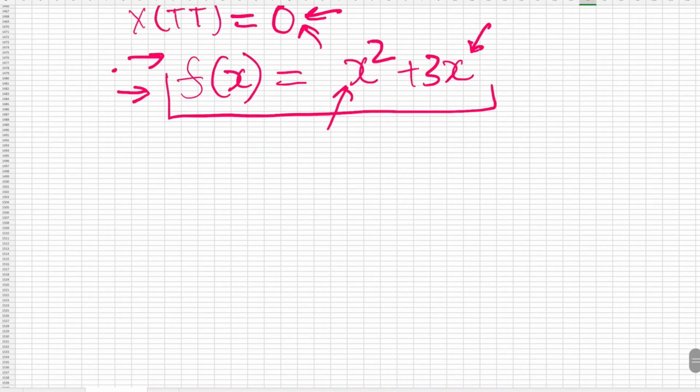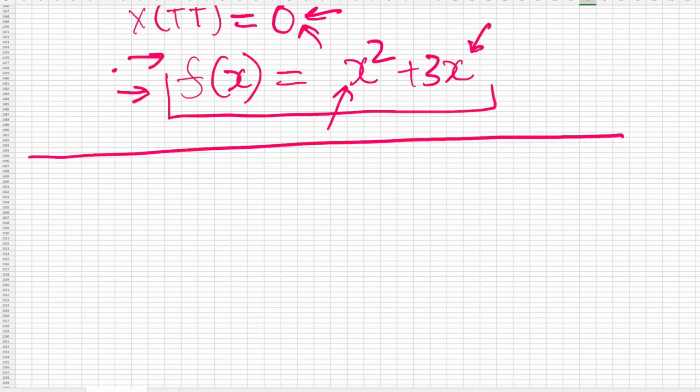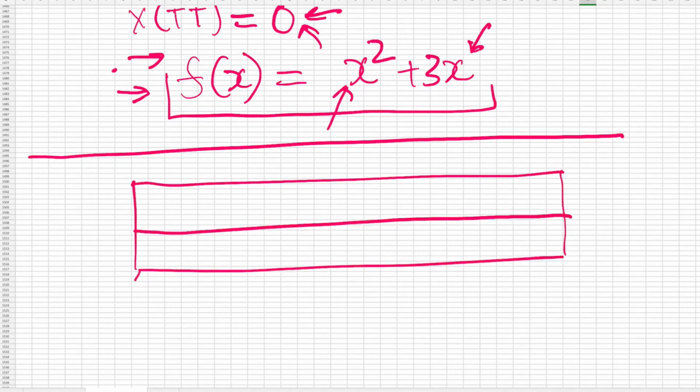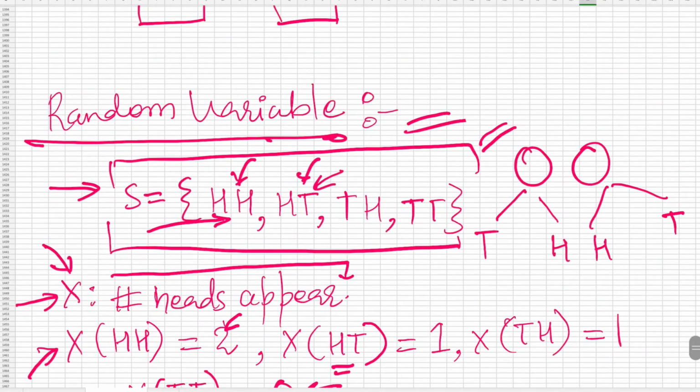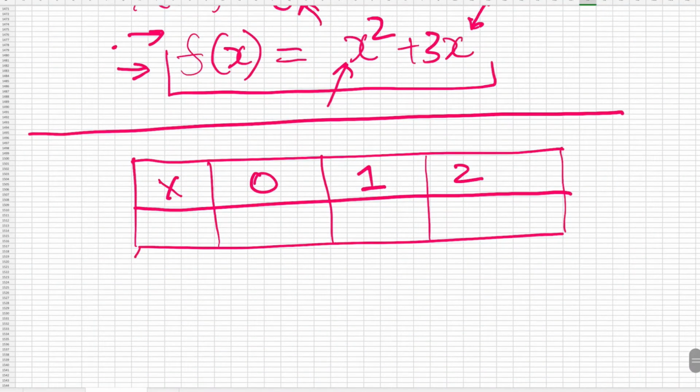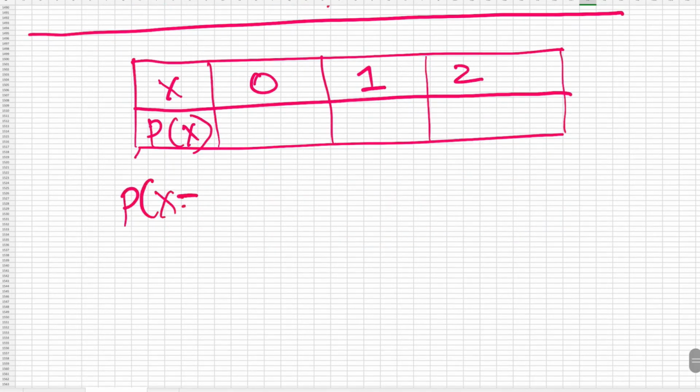So the next thing we will talk about is how to calculate the probability distribution of a random variable. In this specific experiment we have X and different values of X, which are 1, 0, 1 and 2. Here you can see for HH we have 2, for HT we have 1, for TH again we have 1, and for TT, because no head appears in this outcome, we have 0. So the possible values of the random variable X are 0, 1 and 2, and we want to find out P of X next. So let's find out P of X equals 0.